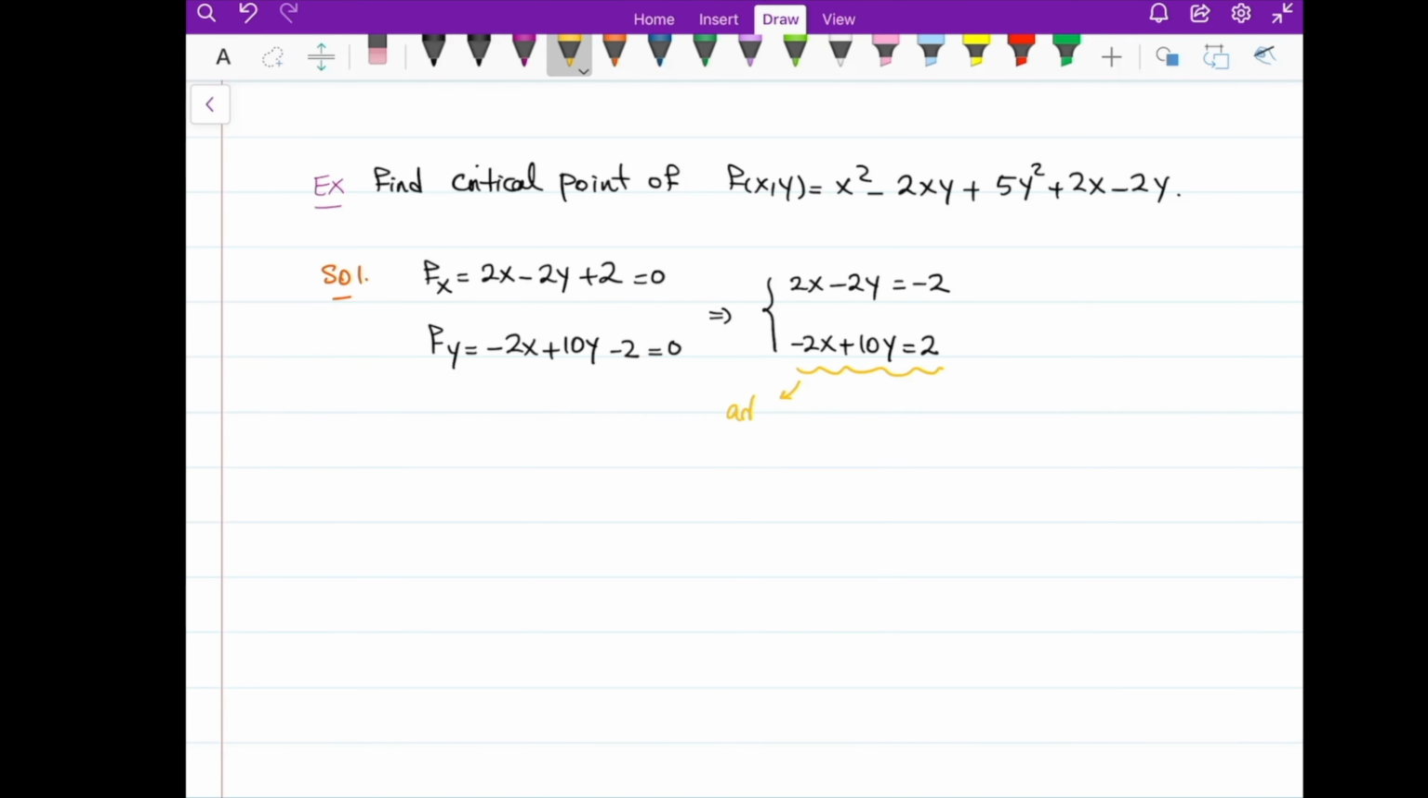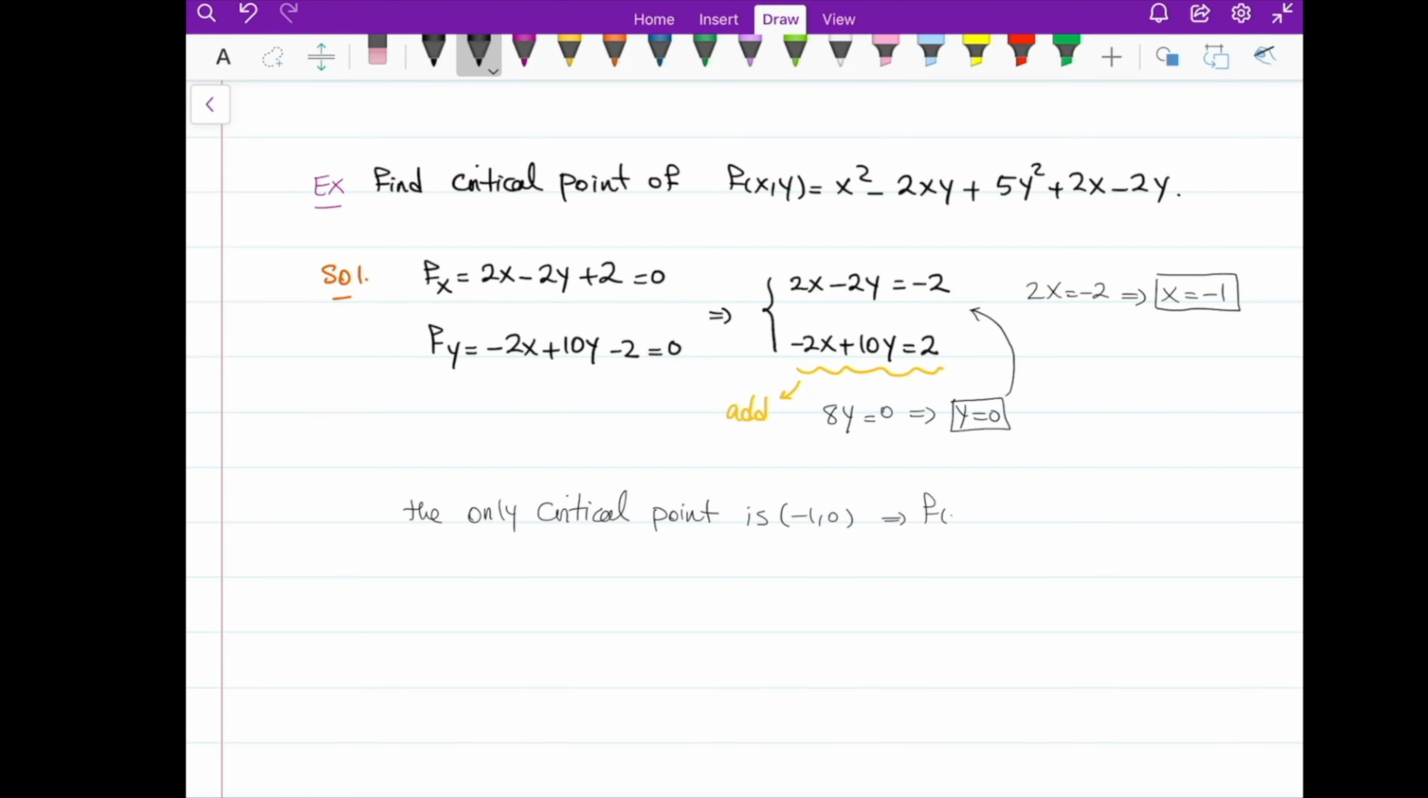Okay, so how do I do that? I just add them up. When I add them up, these two would be cancelled, so I get what? I get 8y equals negative 2 plus 2, which is 0. So based on that, y is equal to 0. I'm gonna plug y equals 0 into just one of these equations. So when y equals 0, 2x is negative 2, meaning that x is equal to negative 1. So the x coordinate of the point is negative 1 and the y coordinate of the point is 0. So the only critical point here is negative 1 and 0.